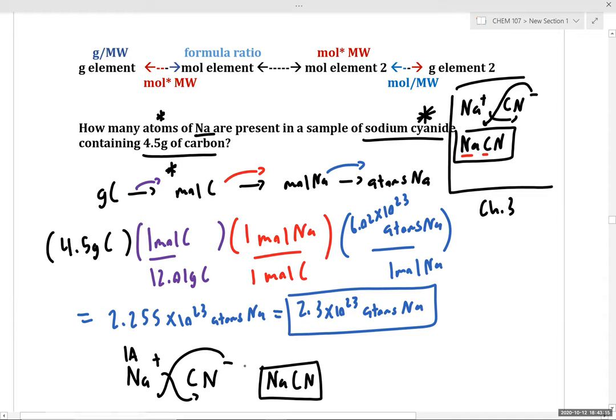Does that make sense? This is repeated frequently in the chapter 3 notes. Does that make sense how we calculated and how we figured out the formula?